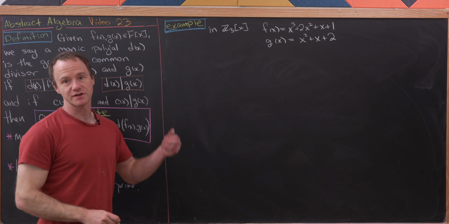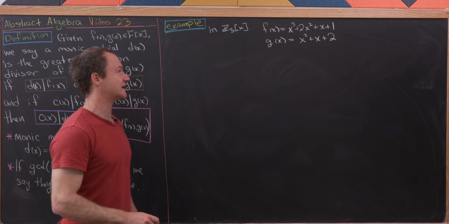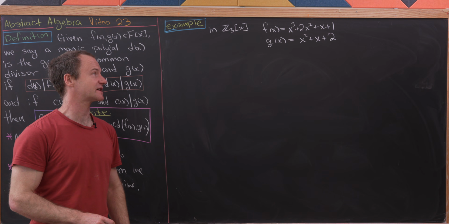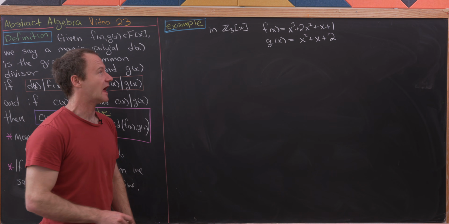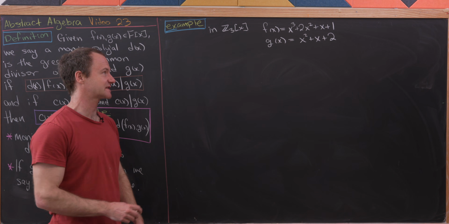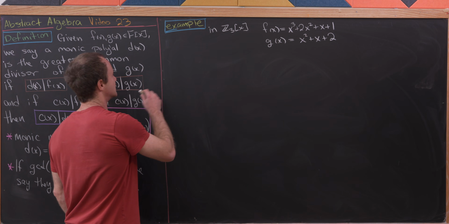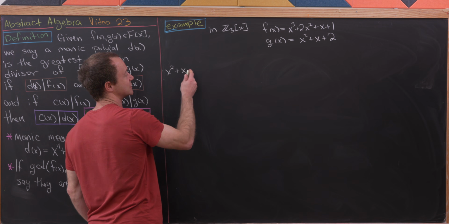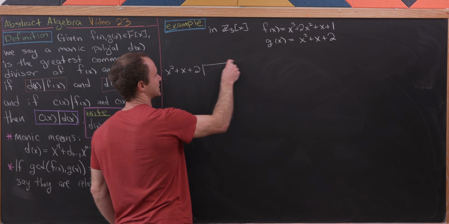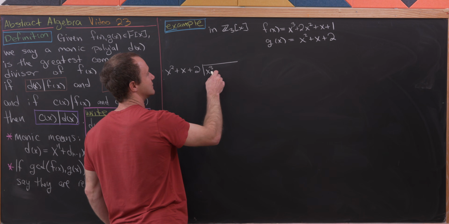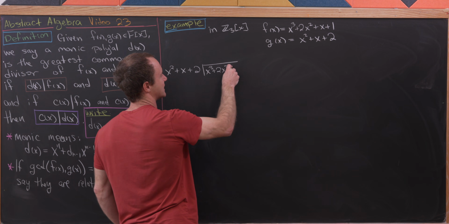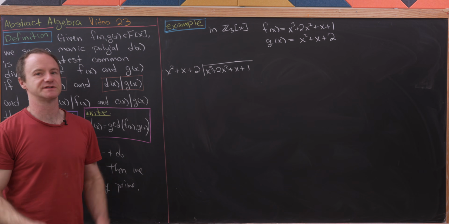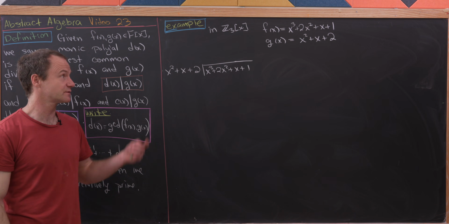Okay, so our next example is inside of Z3 adjoin x. We'll take the polynomial f of x, which is x cubed plus 2x squared plus x plus 1, and the polynomial g of x, which is x squared plus x plus 2. So it's going to be the same kind of game. So we need to start with a long division of polynomials. So x squared plus x plus 2 is dividing into x cubed plus 2x squared plus x plus 1. Just remember that the only numbers here are 0, 1, and 2 because we're inside of Z3.